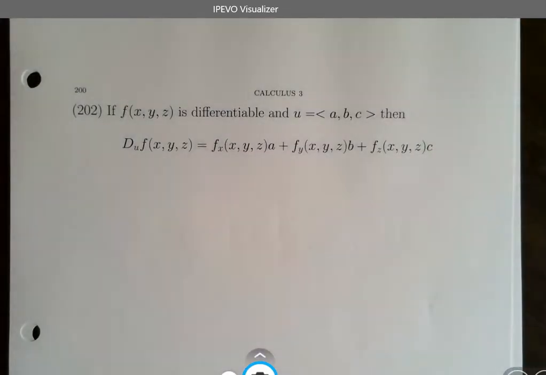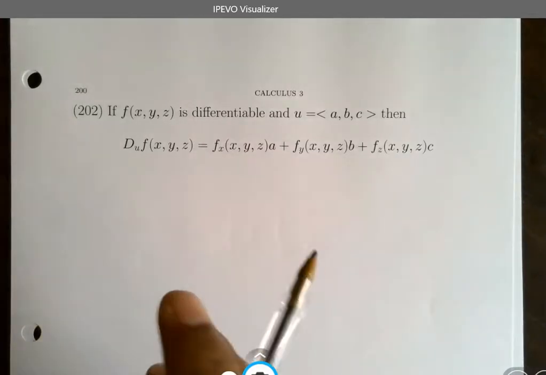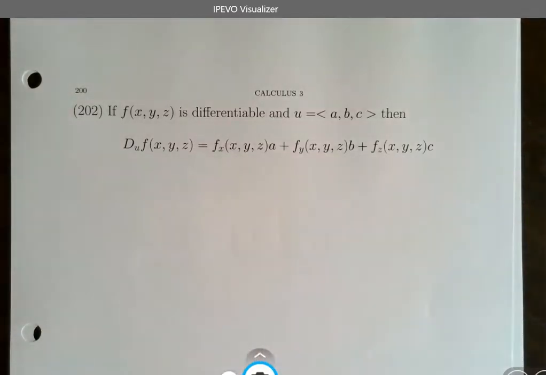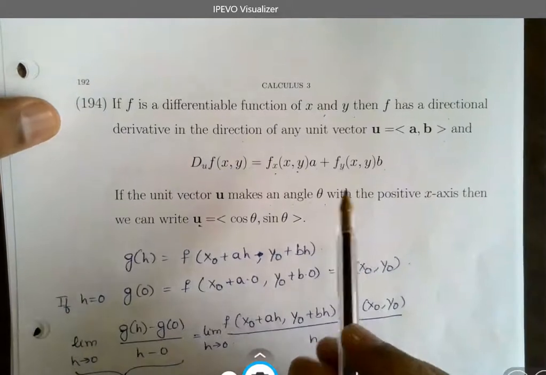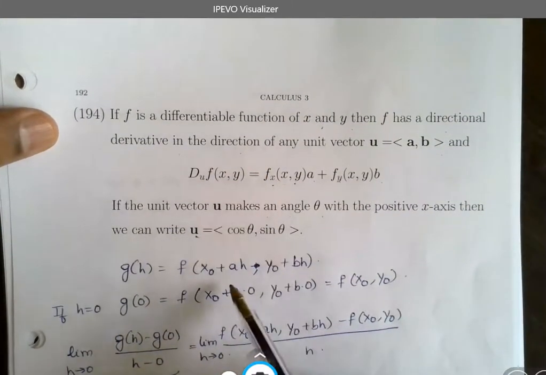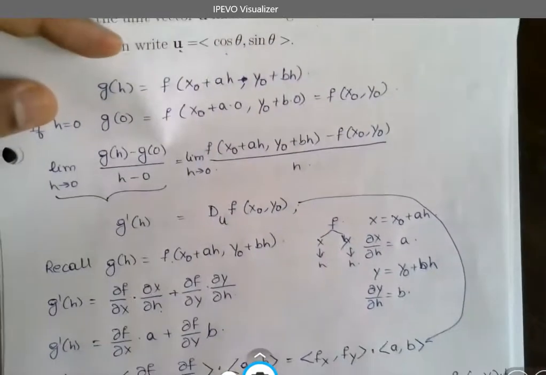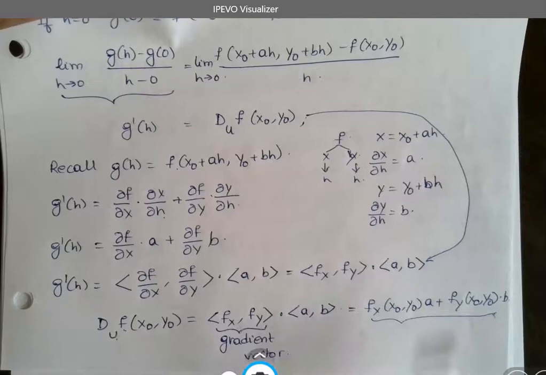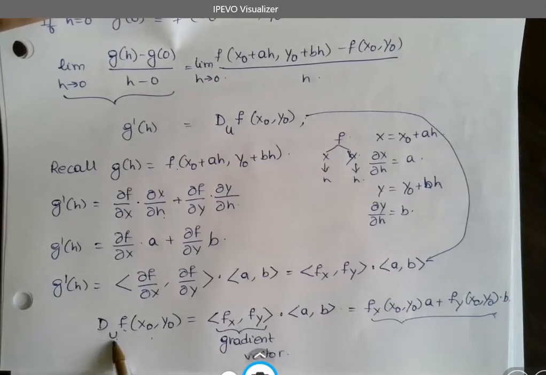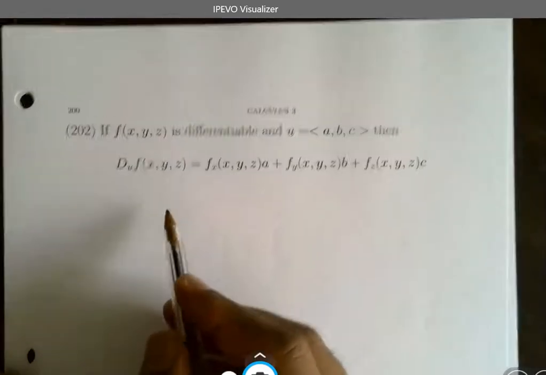Okay. Now, we did this again. The construction, we did it in the two-dimensional case. Let me show that to you one more time. This is when it was a two-dimensional vector. f is a function of x and y, and u is (a, b). Then we got fx(x naught, y naught) a plus fy(x naught, y naught) b. That was the directional derivative of f at (x naught, y naught) in the direction of u. So that's exactly what they're talking about.